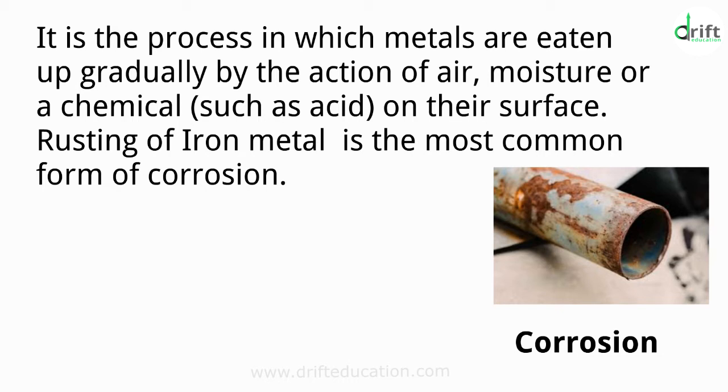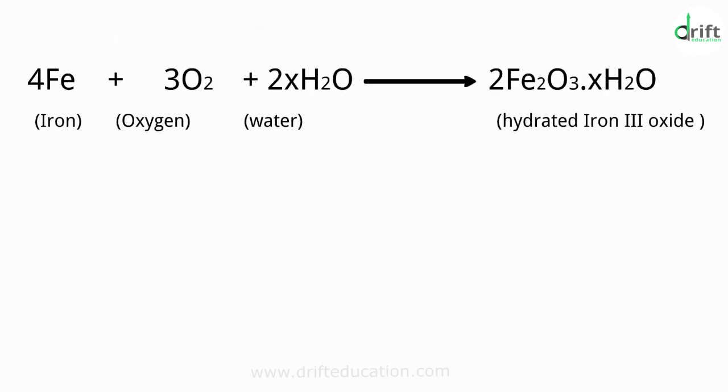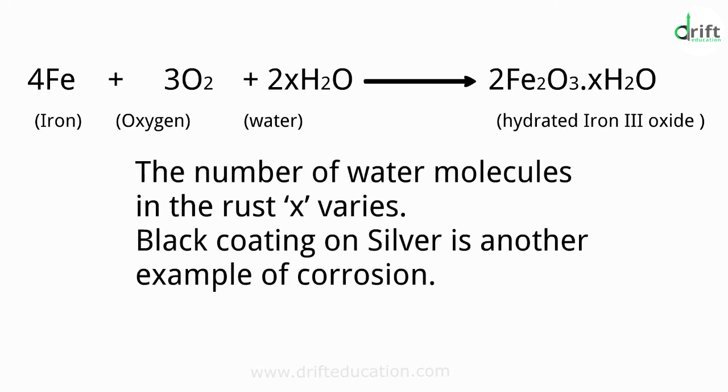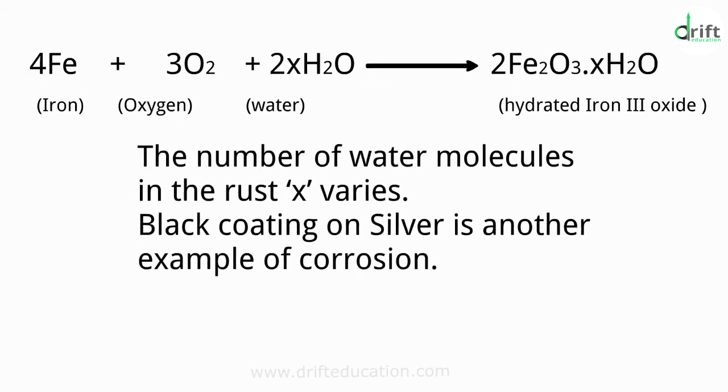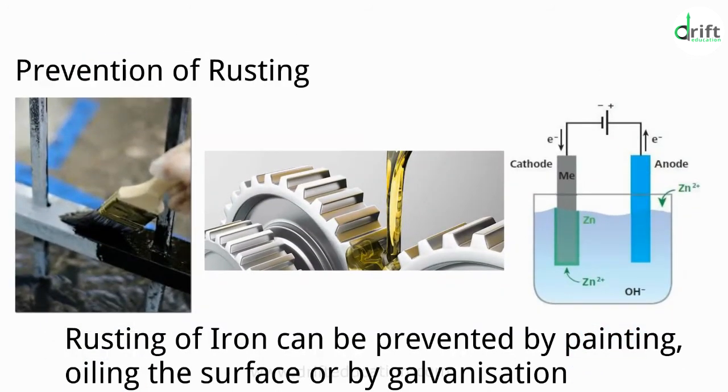See, rusting of iron metal is the most common form of corrosion that we see in our daily lives. Please note here, rusting of iron metal is also a redox reaction. The reaction is as follows: 4Fe, iron, plus 3O2, oxygen, plus 2x H2O, water, gives 2Fe2O3.xH2O, which is hydrated iron(III) oxide. The number of water molecules in the rust, x, varies. Again, black coating on silver is another example of corrosion. Rusting of iron can be prevented by painting, oiling the surface, or by galvanization.